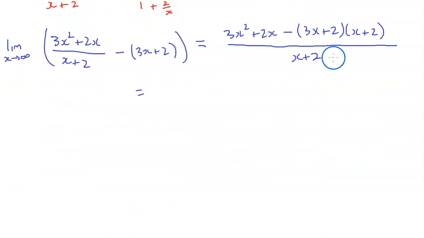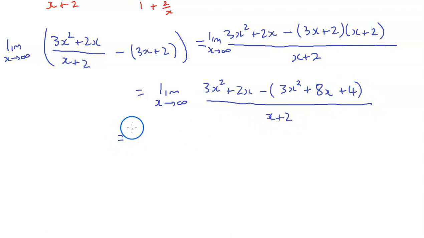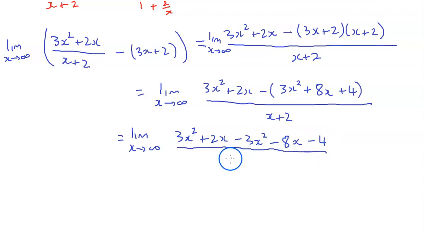And then this is equal to the limit as x tends to infinity of (3x squared plus 2x minus 3x squared plus 8x plus 4) divided by x plus 2, which is equal to the limit as x tends to infinity of (3x squared plus 2x minus 3x squared minus 8x minus 4) divided by x plus 2, and then that goes away, and we are left with the limit as x tends to infinity of (negative 6x minus 4) divided by x plus 2.